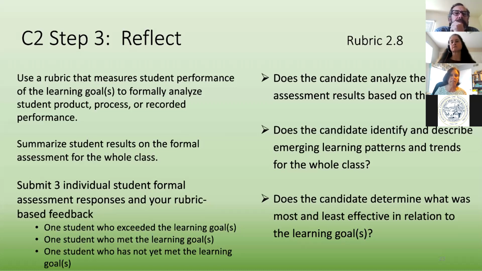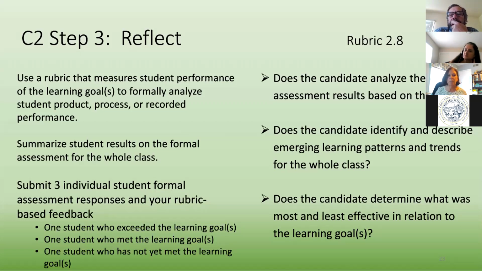In cycle 2, it's slightly different in reflect. In reflect, they're looking at their formal assessment work, and they're thinking about what they've learned from their assessments. They're going to summarize student results on the formal assessment for the whole class, and then submit 3 individual student formal assessment responses. So in this step, they are reflecting on student work, and they're reflecting particularly here in this step on the formal assessment responses.